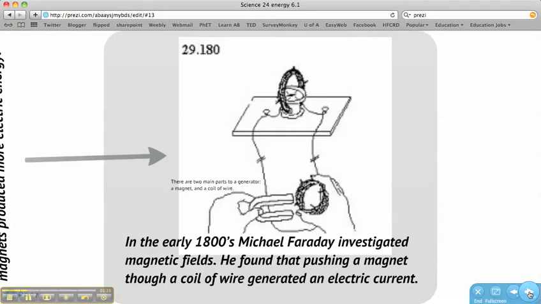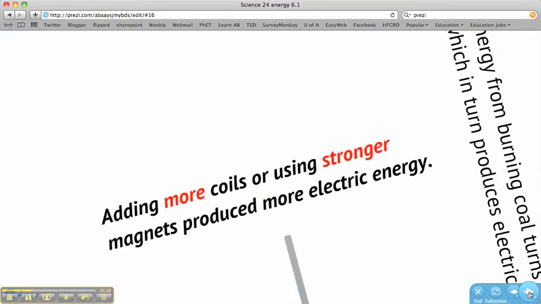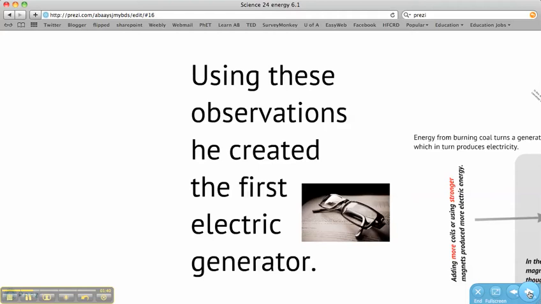So there's a diagram. So in the early 1800s, Michael Faraday investigated magnetic fields. He found that pushing a magnet through a coil of wire generated an electric current. And adding more coils or using stronger magnets produced more electric energy. Using these observations, he created the first electric generator.